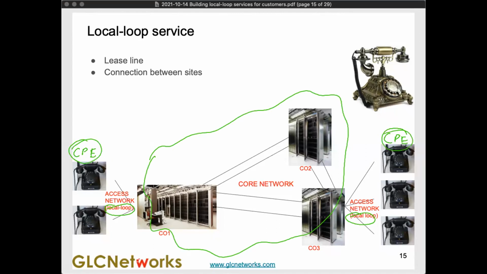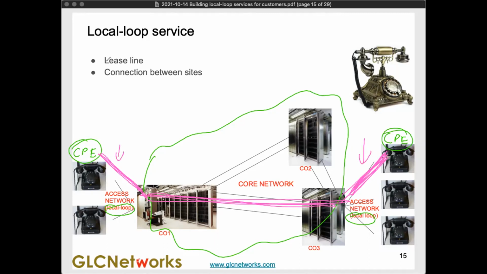Maybe I'll change the color. Maybe this one. So you have this one, and then you have this one. This is the local loop, and then we have this one over here. The local loop service is a service that connects local loops. So the local loop over here connects to the local loop over here. As simple as that.